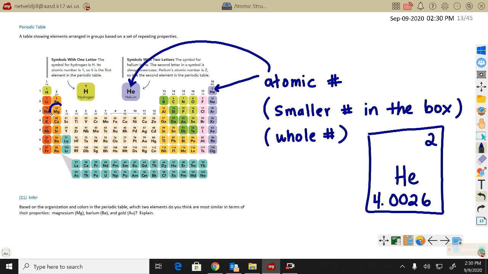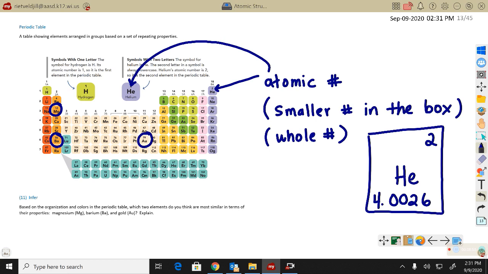So magnesium is Mg. It's element number 12. It has 12 protons and 12 electrons. Barium is Ba, 56 protons and 56 electrons. And gold is Au, number 79. That's another one that's from like old Latin root words. Now, who would have thunk Au for gold? Okay, so based on the organization of the periodic table and the colorings, what did you say for question 11?